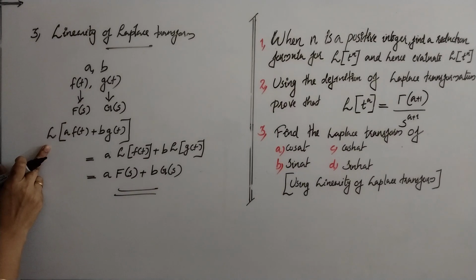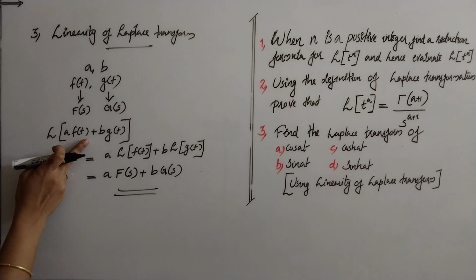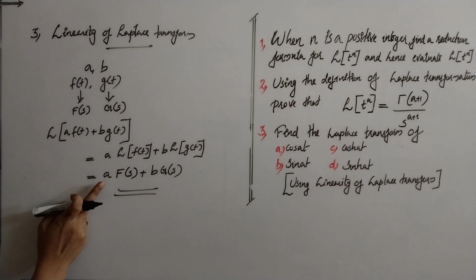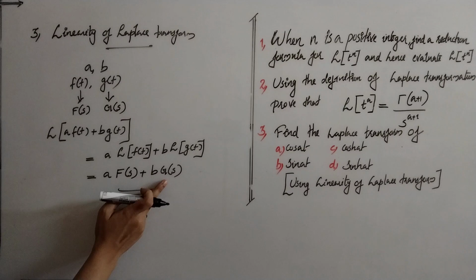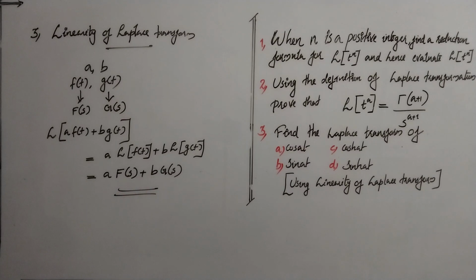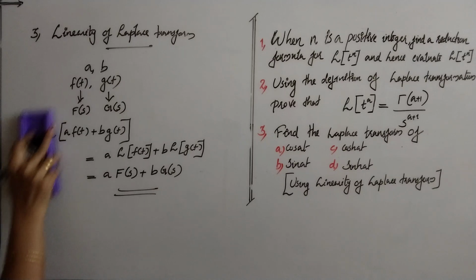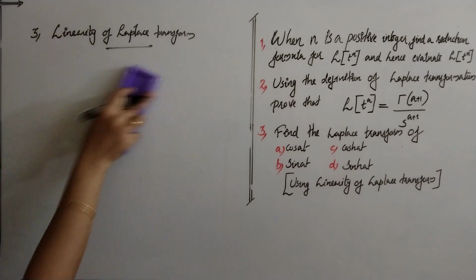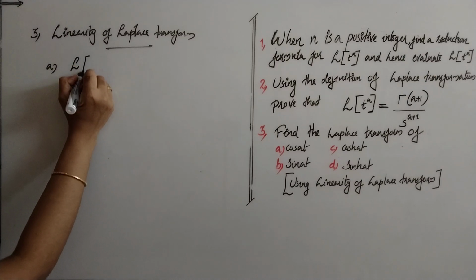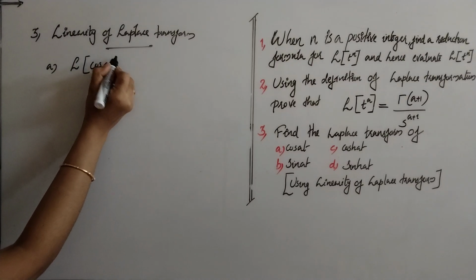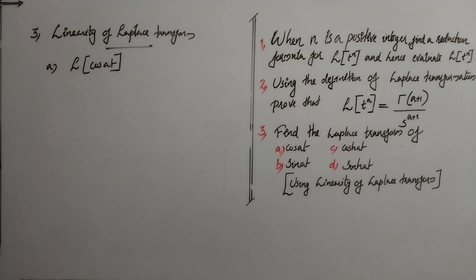That is, the Laplace transform of a into f of t plus b into g of t is a into F of s plus b into G of s, where a and b are constants. Now, the first one is cos at. That is the Laplace transform of cos at. We have the Euler formula.